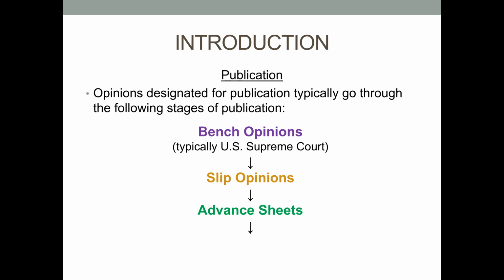And then finally, those advance sheets are really sneak previews of the final permanent form, which is the hardback bound case reporters. So this shows a 4-stage process of publication if it's a US Supreme Court opinion. But more typically, if it's any other appellate court or some other court whose opinions are appearing for publication, then it will be a 3-stage process, beginning with the slip opinion and then ending with the permanent bound reporter.